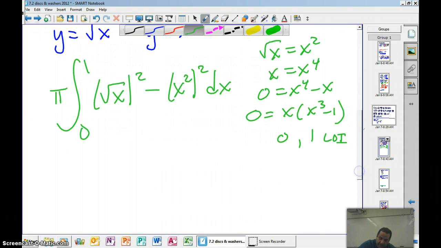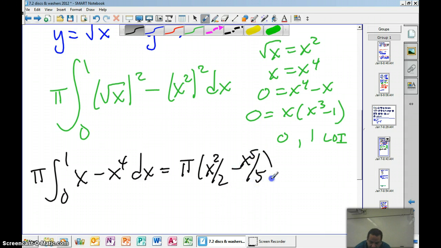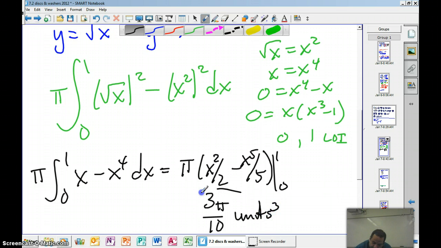Now I want to change colors, if you don't mind. So now it's going to be 0 to 1 of x minus x to the 4th dx. We keep on trucking here, and this becomes pi times x squared over 2 minus x to the 5th over 5 from 1 to 0. And when the smoke clears, you get 3 pi over 10. Make sure you can get that, cubic units. And we just did a washer.